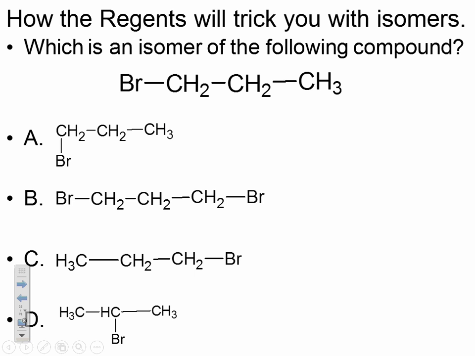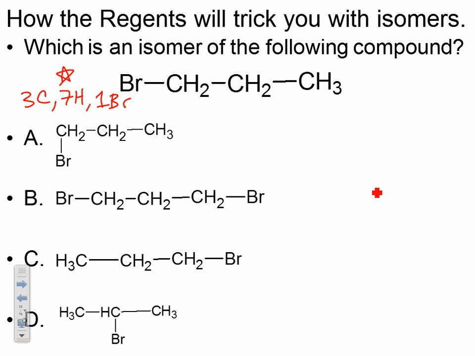An example of how the Regents will try to trick you with isomer questions is shown here. They'll give you this compound and they'll ask which of the following is an isomer of this compound. My recommendation is to start by examining the compound you've been given at the top of the problem and working out how many carbons, how many hydrogens, how many other atoms. So this compound has 3 carbons, 7 hydrogens, and 1 bromine. Your answer must have those numbers of atoms. If there's a different number of atoms, then it's not an isomer. So start by just tallying that up.